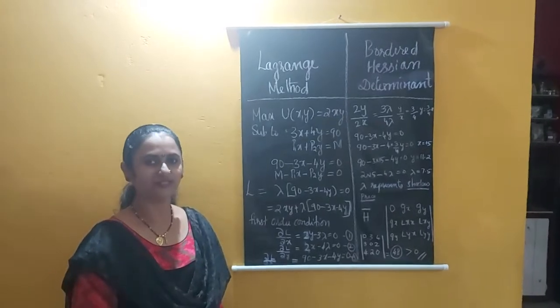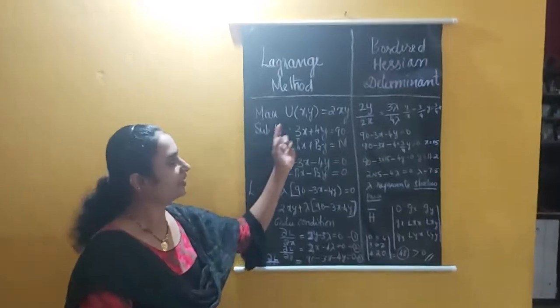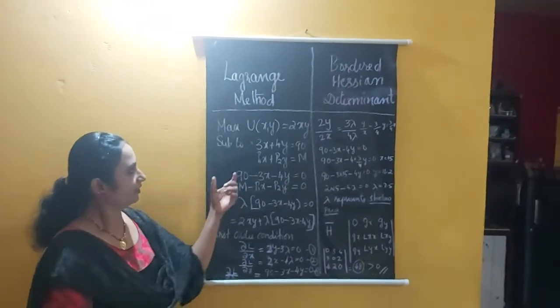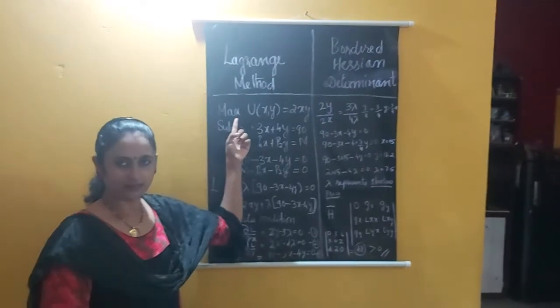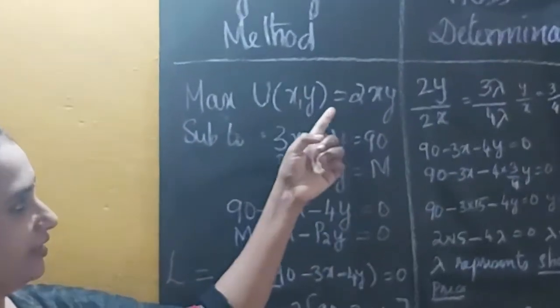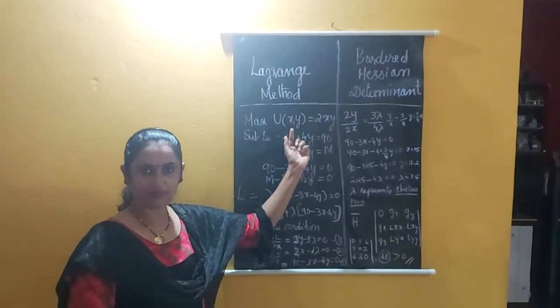Today we are going to study the Lagrange method to optimize a function and the bordered Hessian determinant. Let us consider this function: maximize u of xy equal to 2xy. Here x and y are complementary goods.